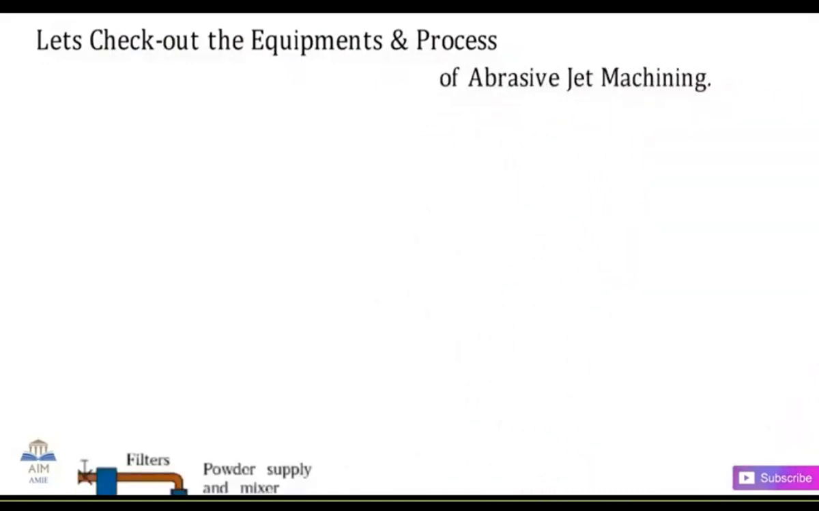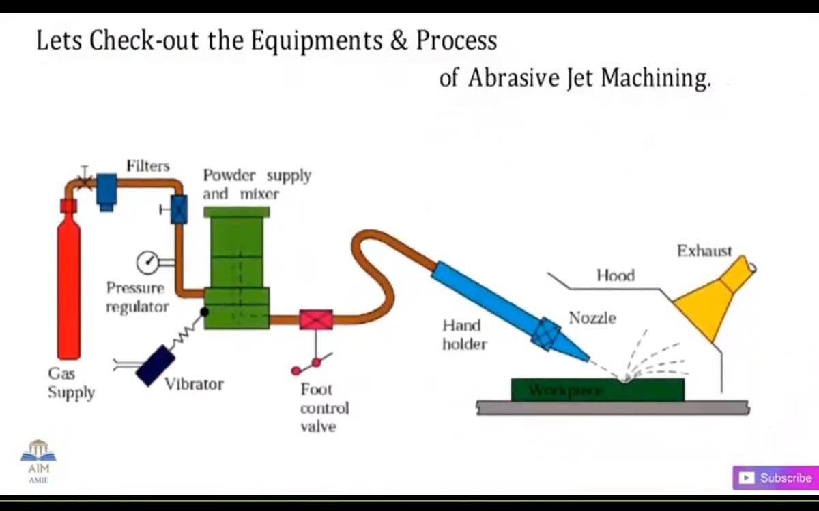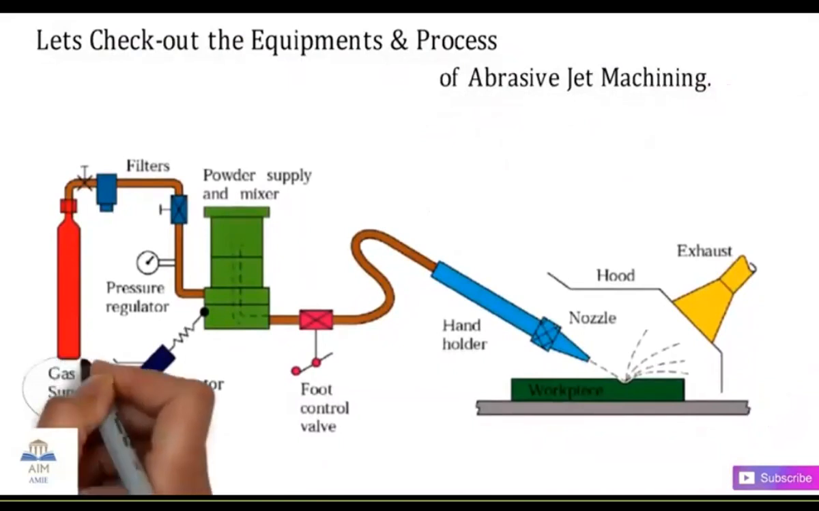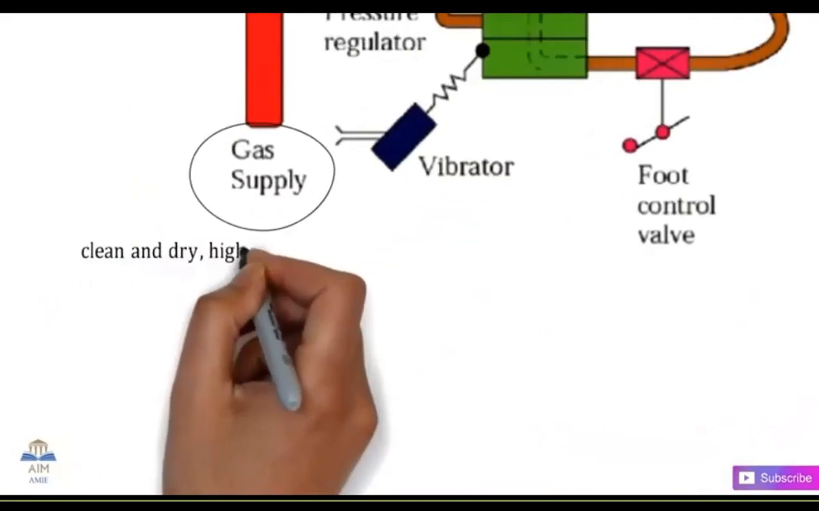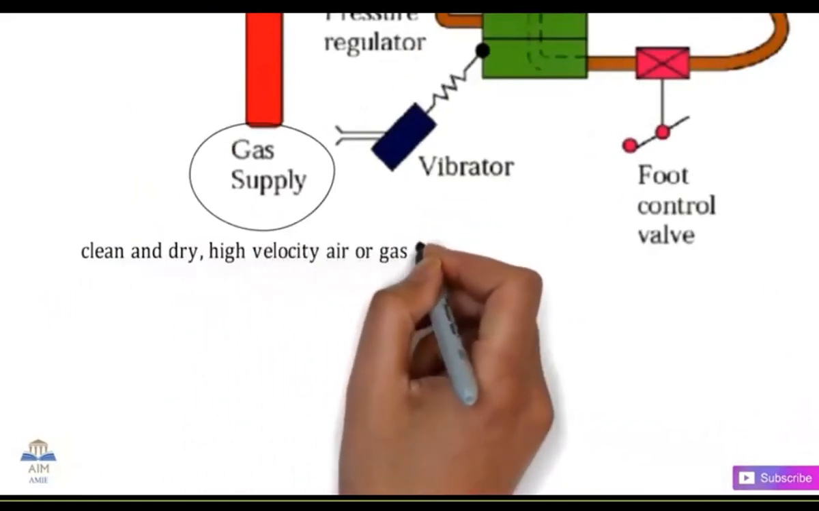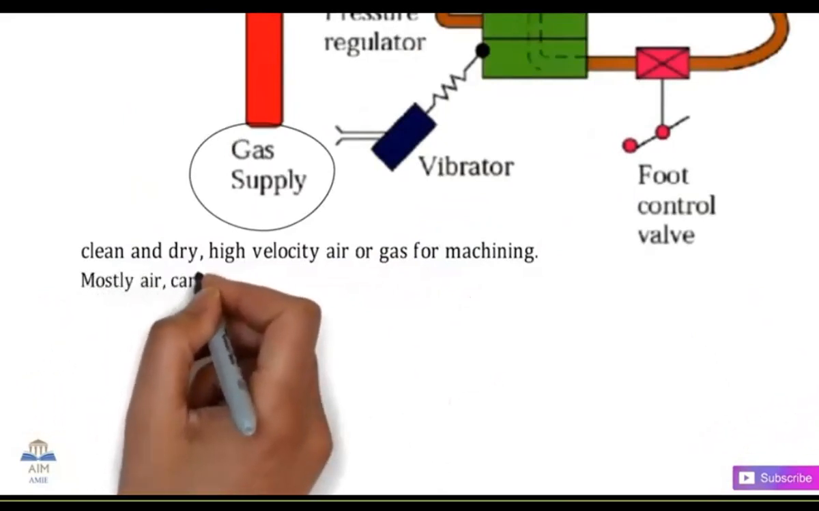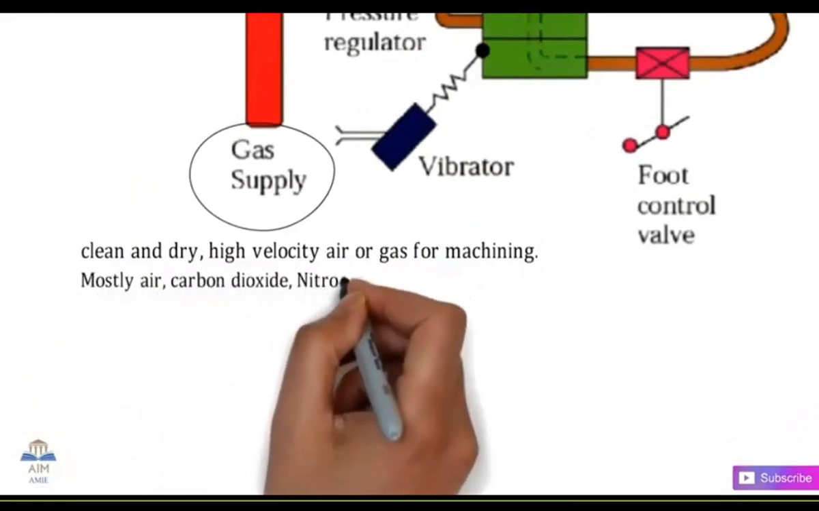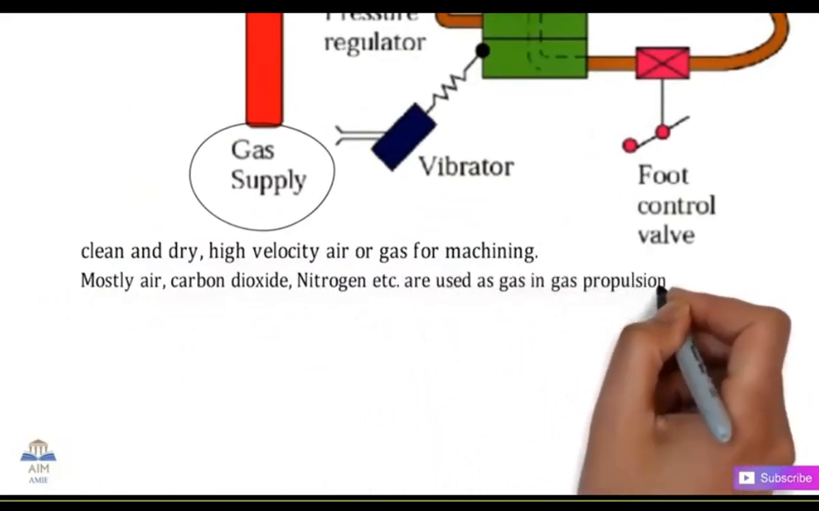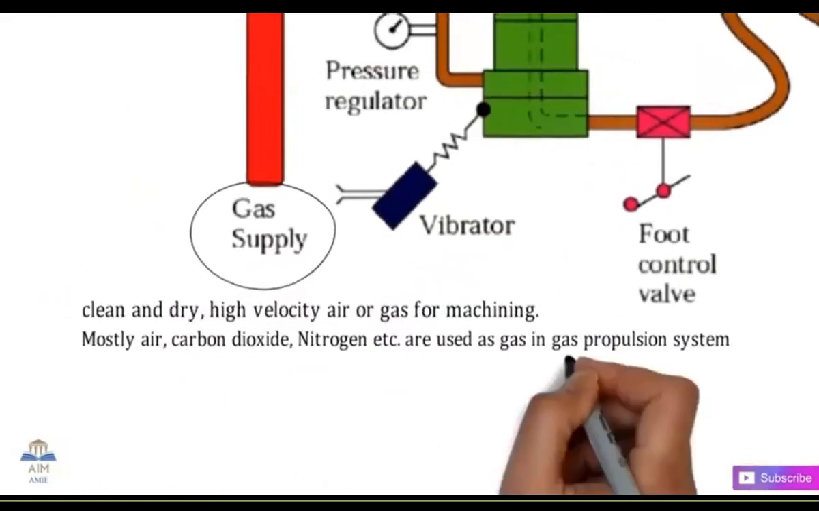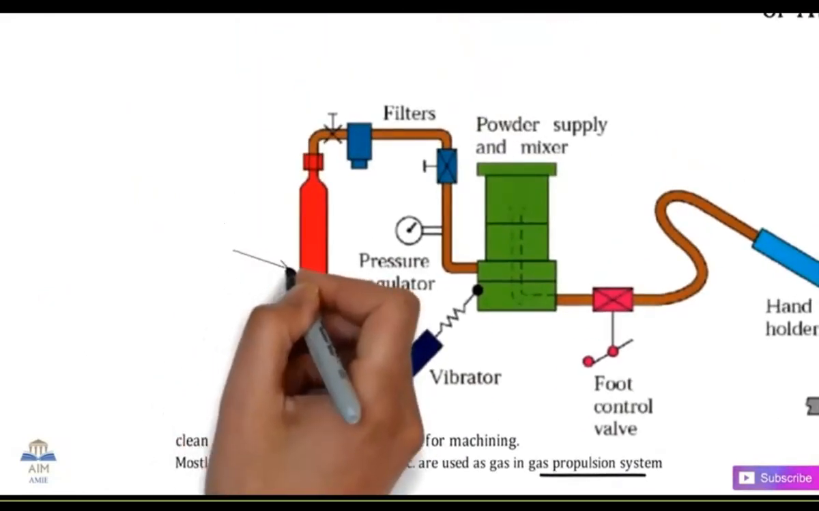So guys, as we can see over here in this image, there are several pieces of equipment used in this non-conventional machining process. It starts with the supply of the gas. The clean and dry high velocity air or gas used for the machining is mostly air, carbon dioxide, or nitrogen, and it is used in this gas propulsion system.